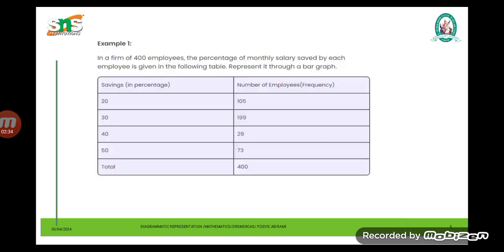My first example is given the savings of an employee in a company. The savings are 20, 30 and 50 rupees, and the number of employees is 105, nearly 200, 29, 73. Total number of employees is 400. We have to represent these values in a bar graph.